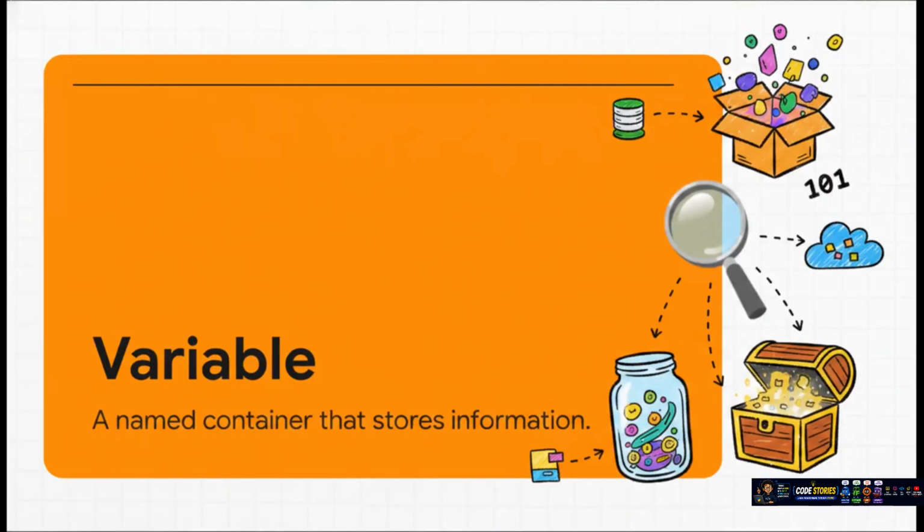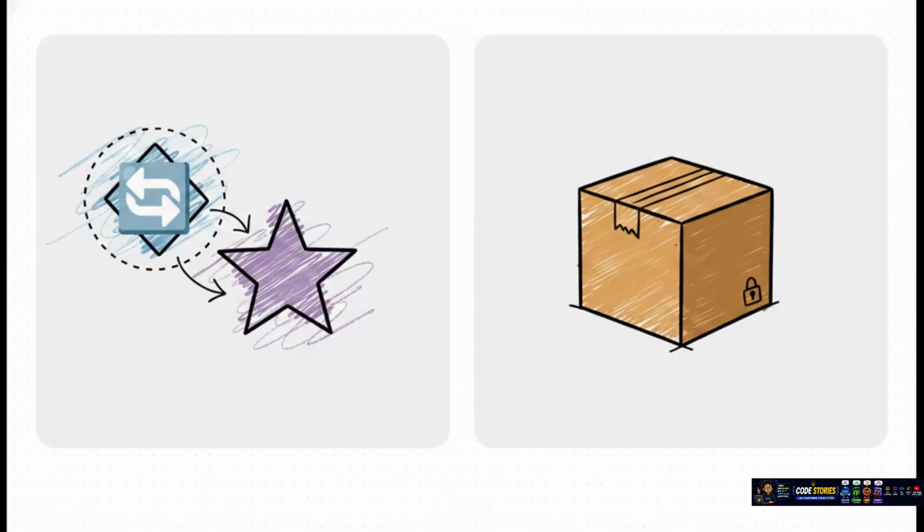And guys, that's exactly what a Python variable is, just a named container storing information. The stored value can totally change over time, but the variable itself stays exactly the same.